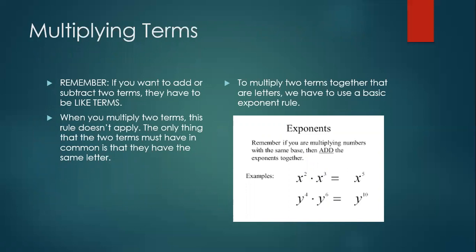Now, I want to go back and remember something. If you want to add or subtract two terms, they have to be like terms. When you multiply two terms, however, that rule does not apply. You say, wait, hold on a second, how come I can do this for multiplying?